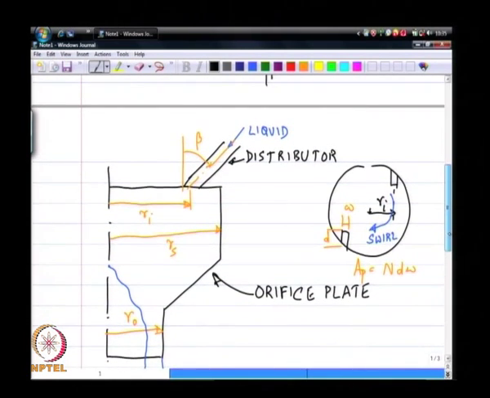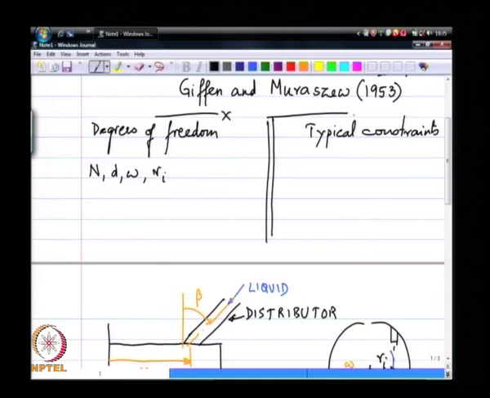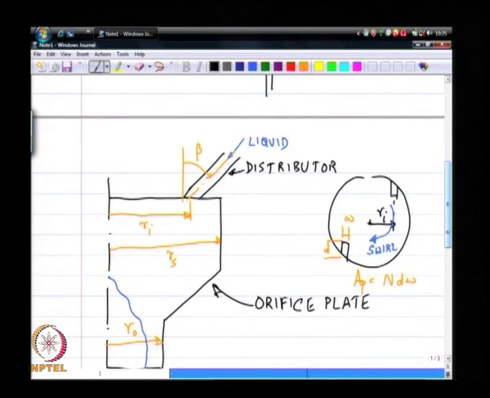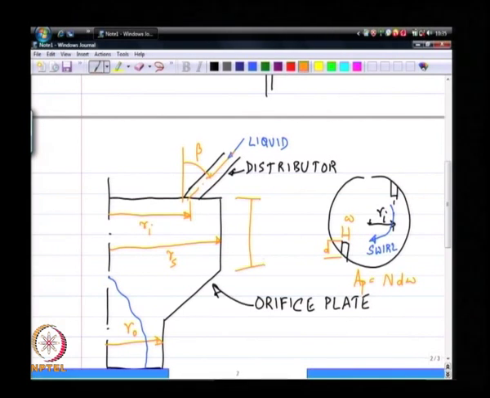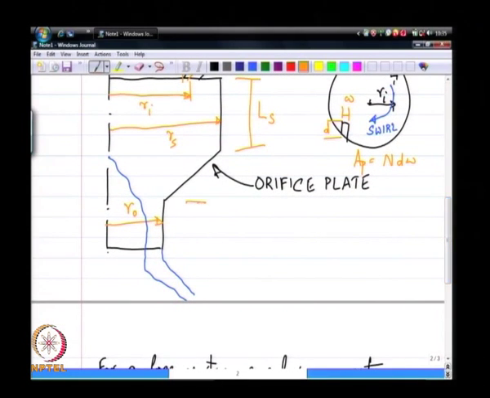For example, the degrees of freedom available to me are N, D, W, R, I, R, S. I will add a few more if this is L, S, and if this is L, O.